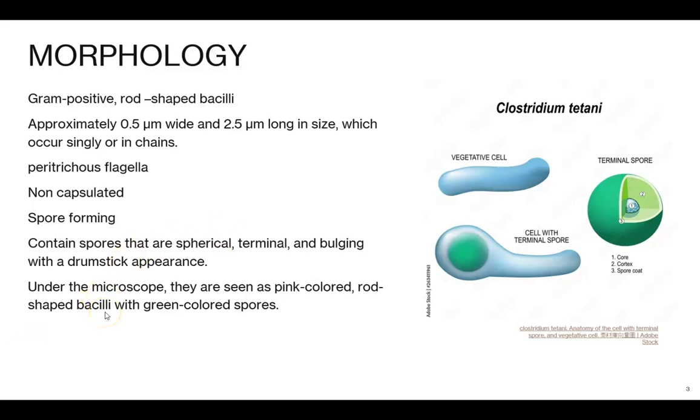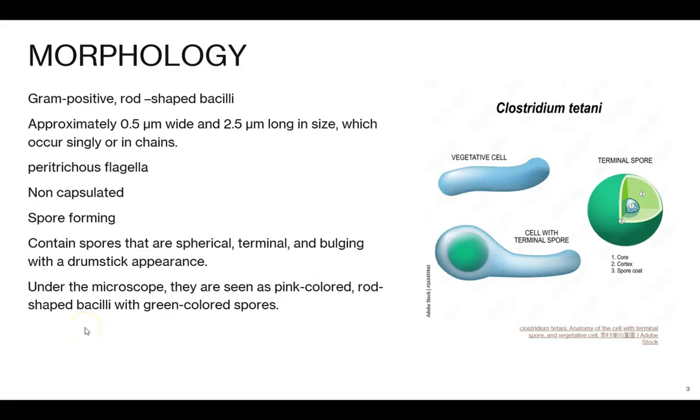C. tetani also has the ability to produce endospores. Endospores are dormant, highly resistant structures that allow the bacteria to survive harsh environmental conditions. They can withstand extreme temperatures, extreme heat, and many disinfectants. Because of this, C. tetani spores can survive in the soil for many years before they ever infect a human.